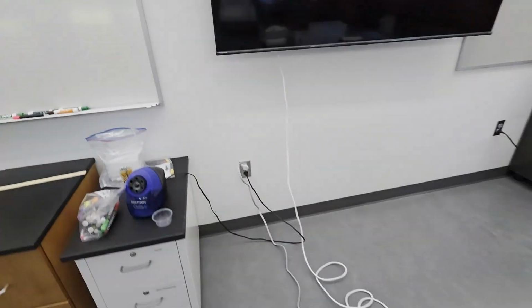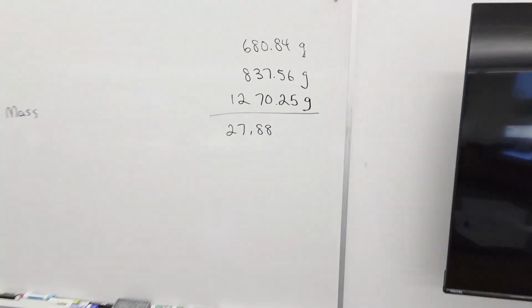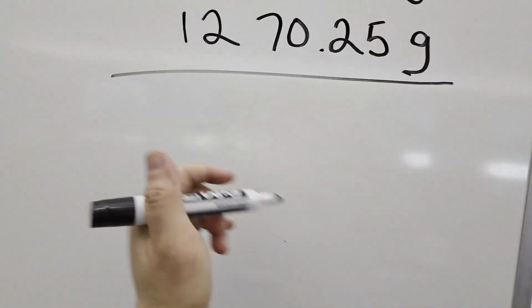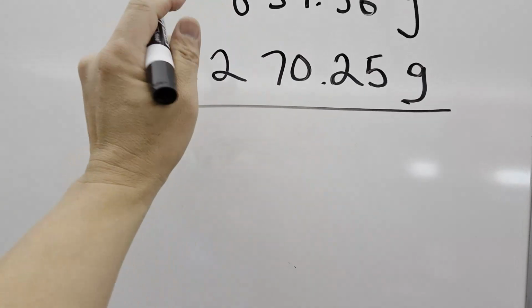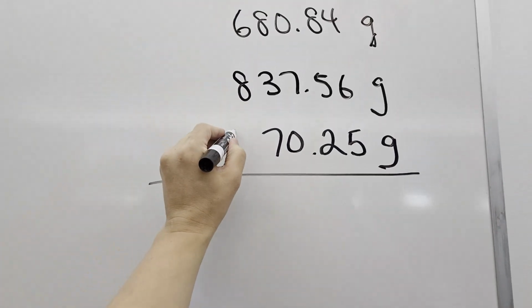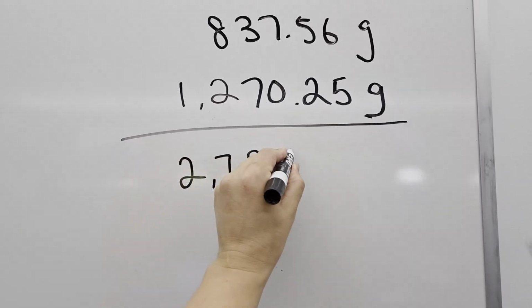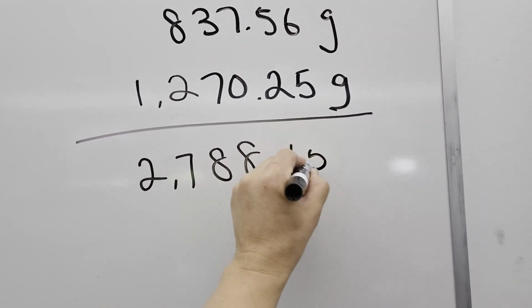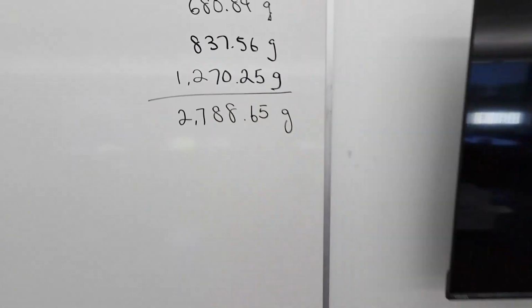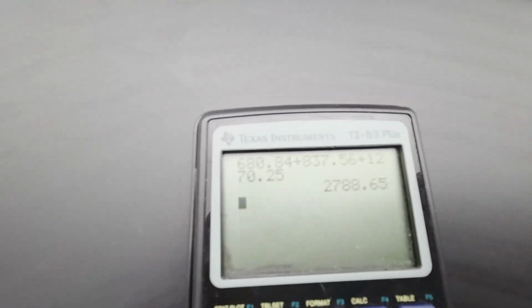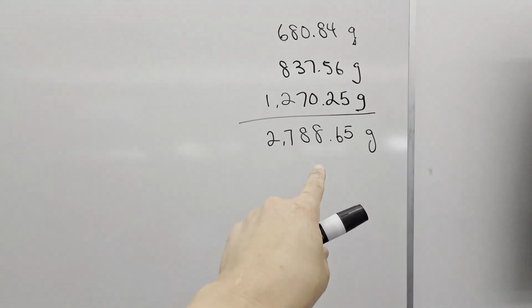What did I just say? Yeah, that's what I said. I just got my... these are not lined up. There we go. Let's just check it one more time. 2788.65. So there's our total mass.